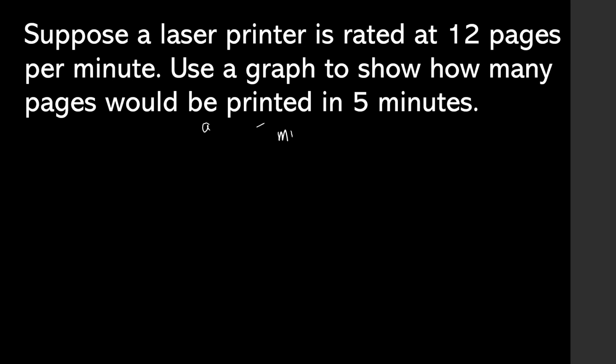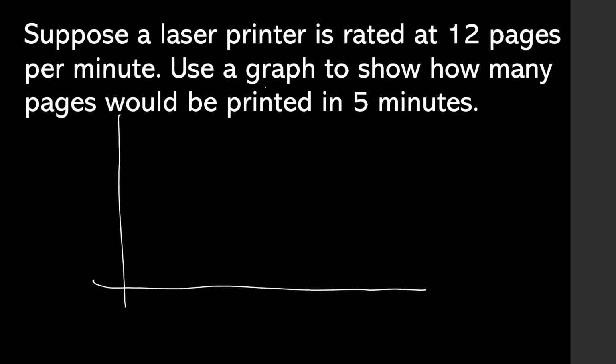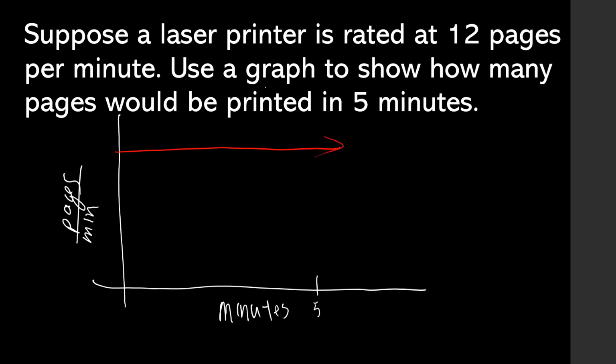Although I did want to talk about using a graph to show this. So let's think about what these axes are going to be labeled. Well, down here, definitely minutes. Probably need a 5. And then the vertical axis, pages per minute. And then what would our graph look like? That would just be a horizontal line, y equals 12. Or maybe y. I don't know if y is correct. That didn't even look like a y.